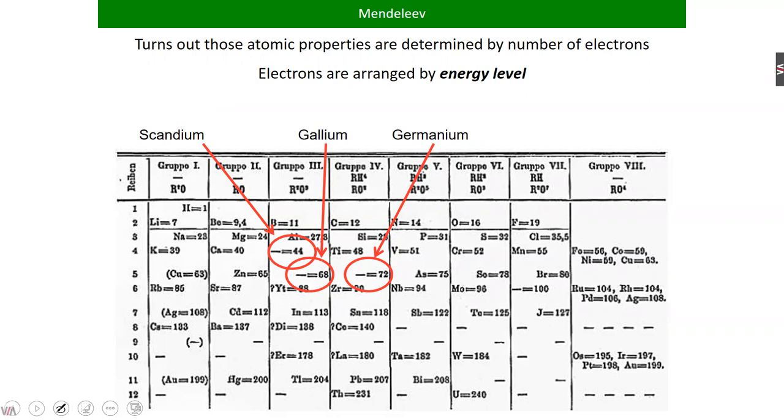But it turns out it's because every row on the periodic table corresponds to a different energy level, which they had no idea. They just knew it was more of a law at that point. They knew that it behaved this way. They didn't understand why.